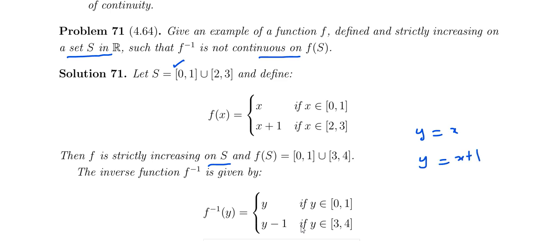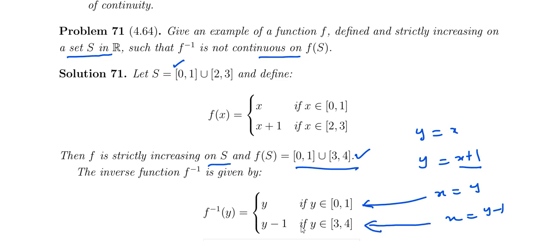For f(x) = x and f(x) = x + 1, the inverse function can be defined as x = y and x = y minus 1. This is defined for [0,1]. What about x in [2,3]? The f of x is in [3,4]. The [0,1] part does not change, but here 2 plus 1 is 3 and 3 plus 1 is 4, so f of x belongs to [3,4]. So f of S is [0,1] union [3,4], and we define the inverse there as x = y minus 1.